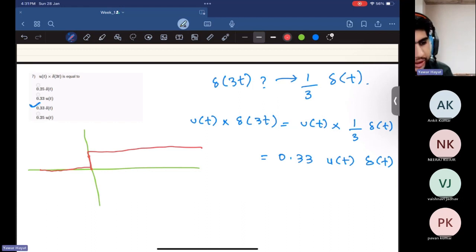This is u of t, right? Yes, sir. And delta of t is, I'll be overlapping this one. See, delta of t is this, right? This is my delta of t, and this is u of t.